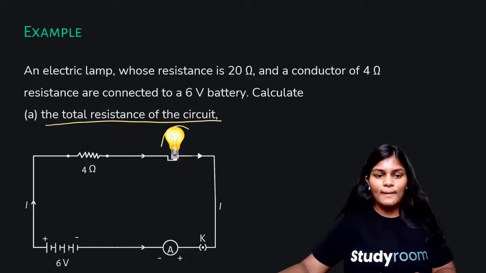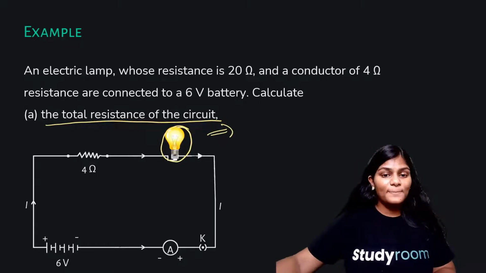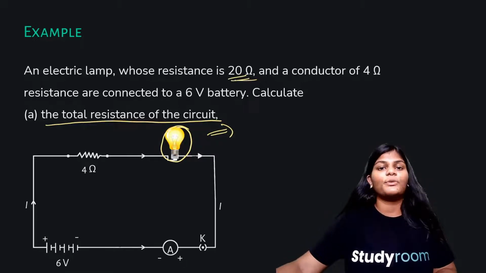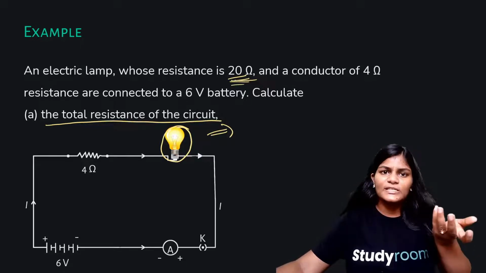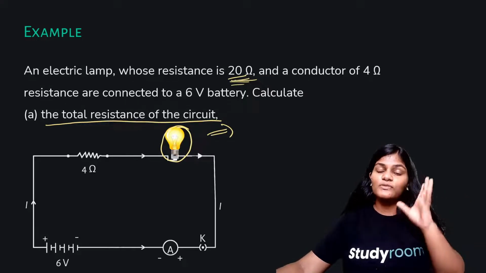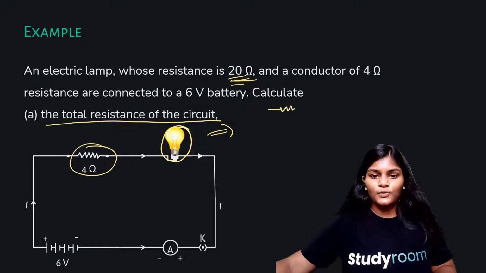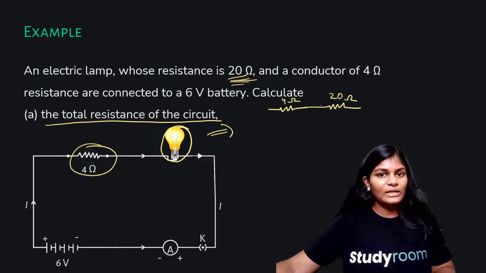There is no resistance written on this electric lamp, so we have to simplify this circuit. In the question, it is given that this lamp has a resistance of 20 ohm. So we can replace this bulb and just put a 20 ohm resistor in its place, because we only have to find the equivalent resistance. So this is the 4 ohm resistor, and in place of the lamp there is a 20 ohm resistor, and they're connected in series, right? The ends meet end to end, that is the series.